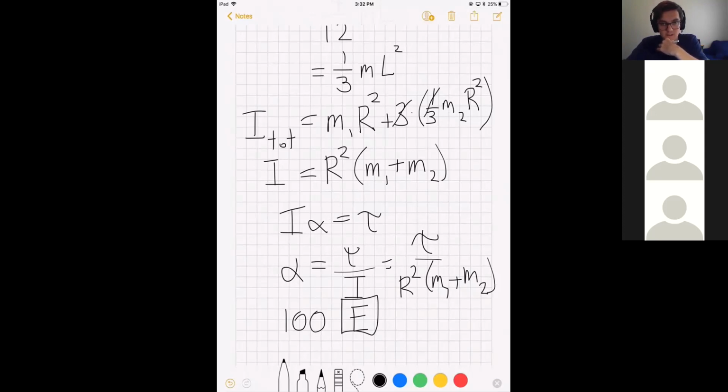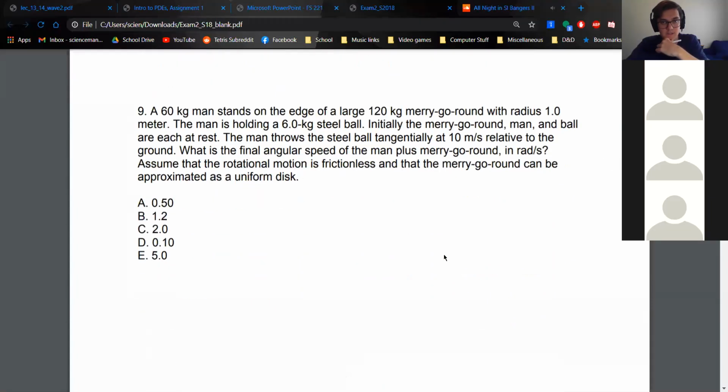Sure seems like it. So we will move on to number 9. This one, I think, is a bit confusing. Hopefully it doesn't mess too many of us up. But what we've got is, a person is standing on a merry-go-round. The merry-go-round is not moving, and then they have a ball. And then that person throws the ball at a certain velocity, and then they start spinning on that merry-go-round.